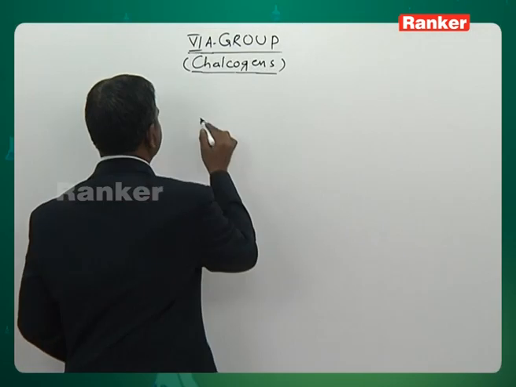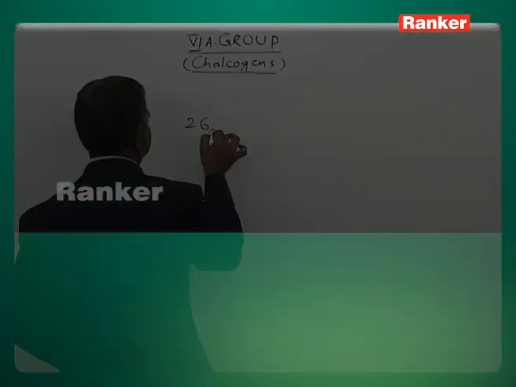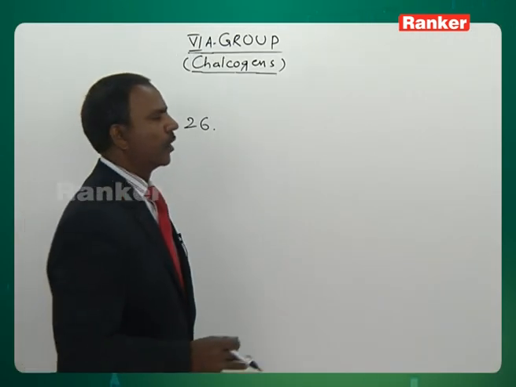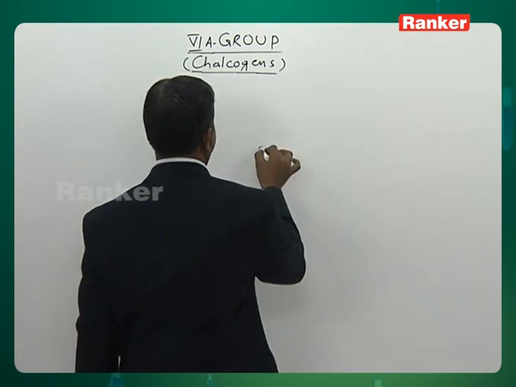Question number 26, which of the following acts as a pickling agent? Let us see what the pickling process actually is. A is HCl, B is HNO2, C is H2SO4, D is HNO3. What is the pickling process?